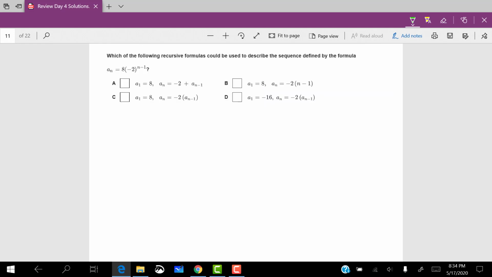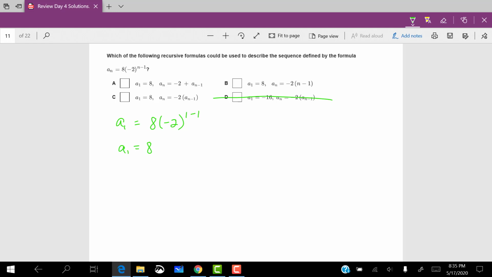Okay, we've been given an explicit formula for a geometric sequence. I can see because it's multiplying each time here. And we want a recursive formula. So first we need to find the first term, a sub 1. So let's plug in 1. So that's going to give me 8 times negative 2 to the 0, which just gives me 8. So I can immediately rule out D.